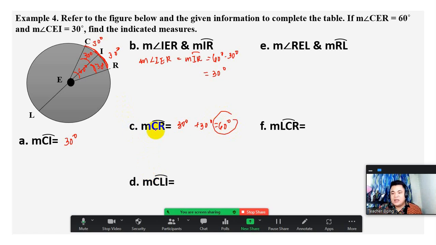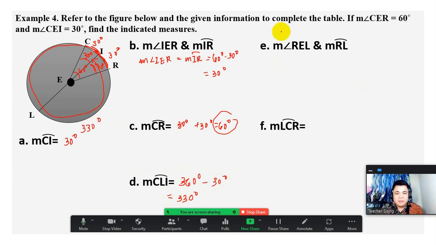Next, letter D, arc CLI. Where's arc CLI? So this one, arc CLI. Until here. So as you can see, this portion CI is not included. So therefore, to solve for that, you have to subtract 360 degrees minus the one that's not included, which is 30 degrees. The answer here is 330 degrees. So therefore, the measurement of arc CLI is 330 degrees.